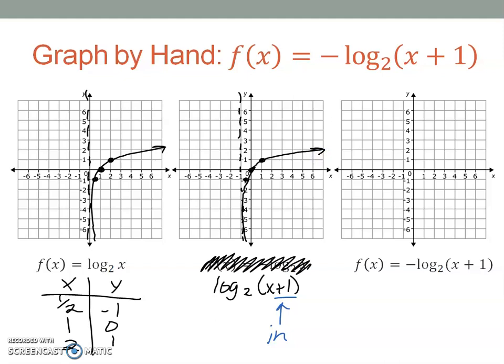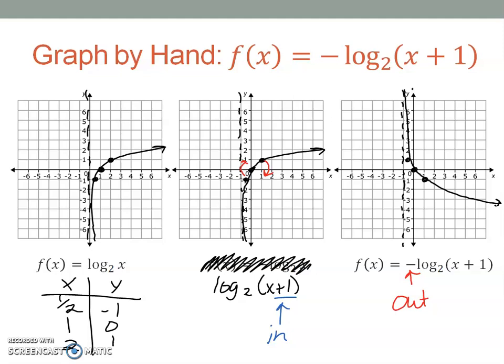And then the last thing I'm going to do is I'm going to take care of that negative. Well, where is that negative at? It's not in the parentheses, so that negative is considered on the outside. So since it's on the outside, this is going to be a vertical flip. We're going to be flipping over that axis. So we end up with that vertical flip there.